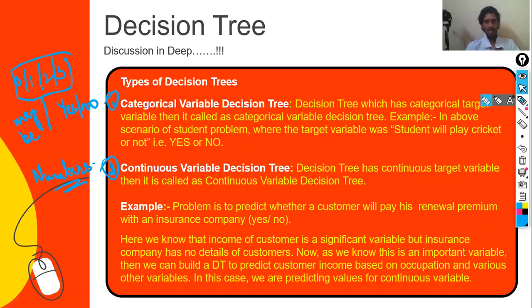And here we have an example that's given. The problem is to predict whether the customer will pay his renewal premium or not. I have a two-way kind of a split here. So here we know that the income of customer is a significant variable, but the insurance company has no details. Now, as we know that it's a very important variable, we can build this using decision trees to predict if your customer will pay the payment or if he would not. So we are trying to find out if he's a defaulter or if he's not. So things like these can definitely be worked upon using decision tree.